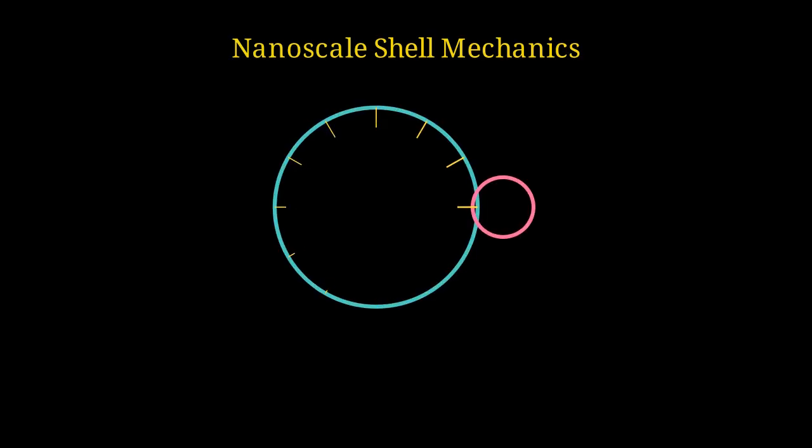Welcome to an exploration of how tiny capsules behave completely differently from their larger counterparts due to surface effects at the nanoscale. At the nanoscale, shells and capsules exhibit surprising mechanical behaviors that classical theories cannot predict. The key lies in understanding surface effects.